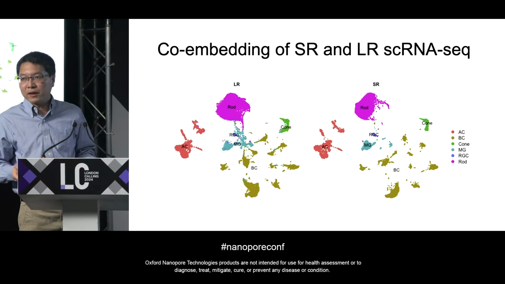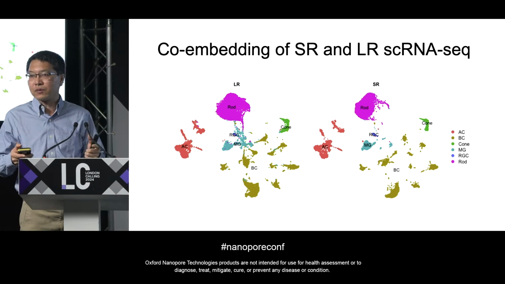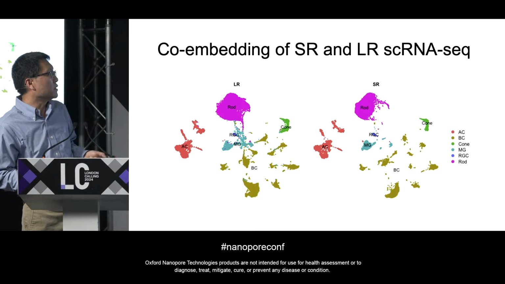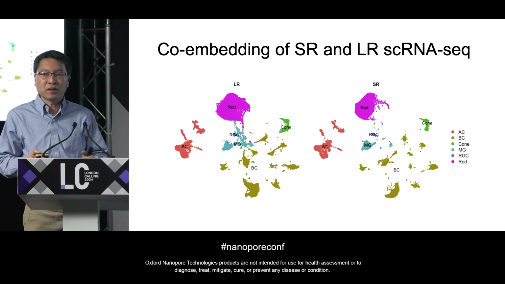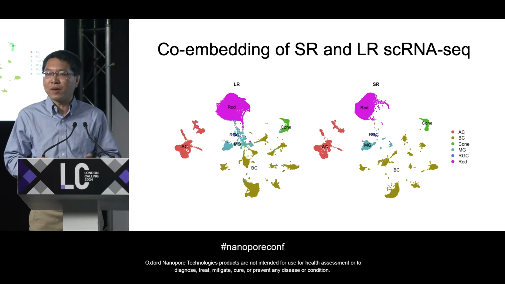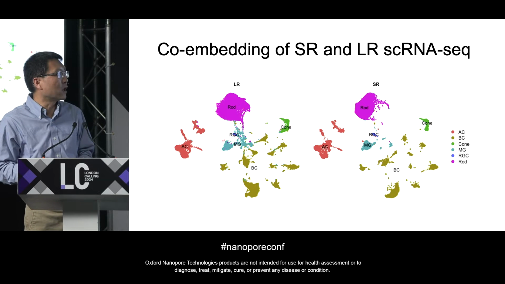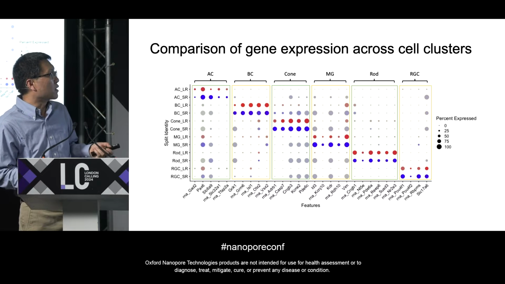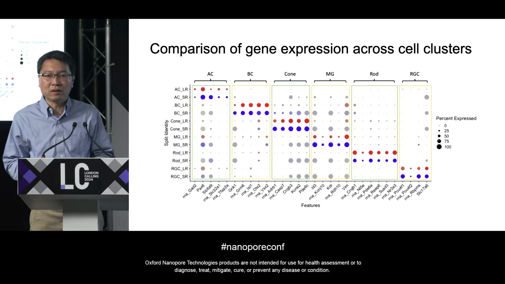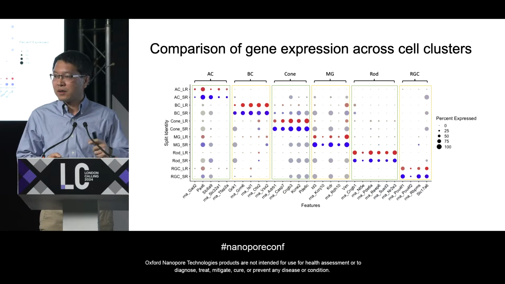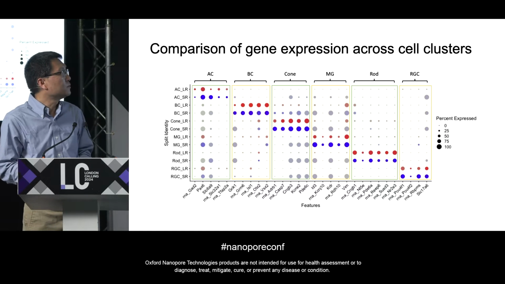So how about cell identification? We co-embed the long reads and short reads together, and you can see they co-embed very nicely and you can identify all cell types. There's no issue using long reads to identify cell type once you have sufficient coverage. How about markers? You can see they are very similar. For marker discovery, they are pretty equivalent.